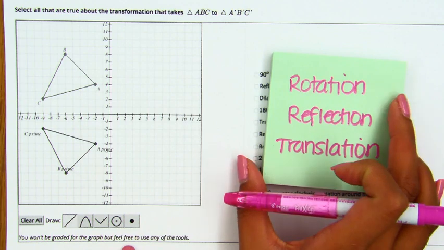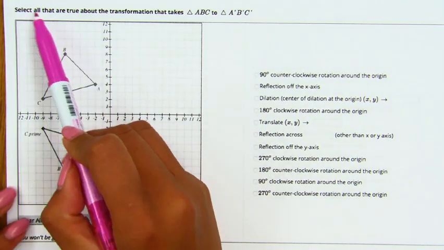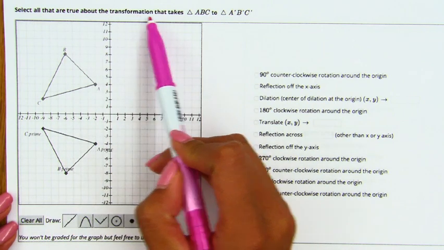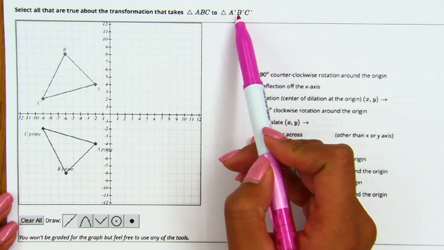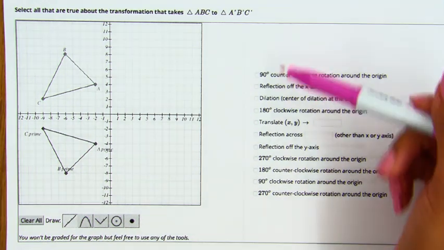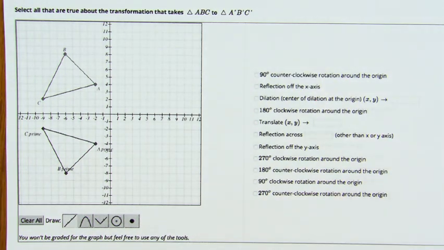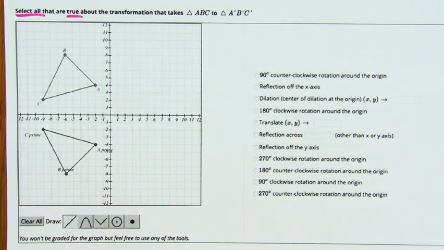So with that said, let's take a look at our first example here. It says select all that are true about the transformation that takes triangle ABC to triangle A prime, B prime, C prime. Real quick, let's go over the different options that they have listed, because it's important, because they did ask us to select all that are true. There might be more than one.